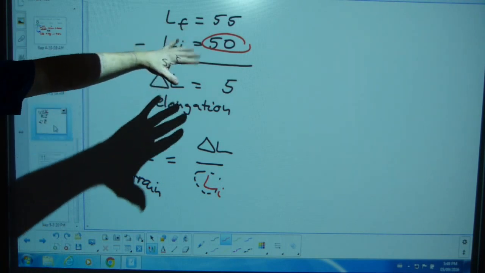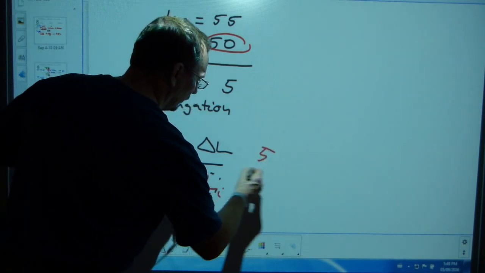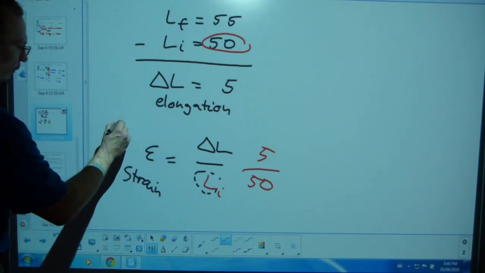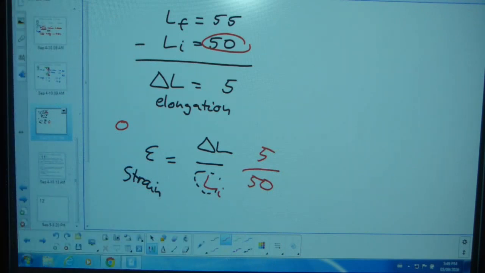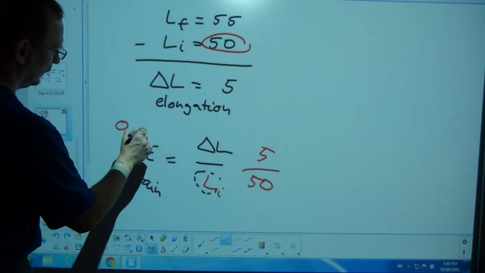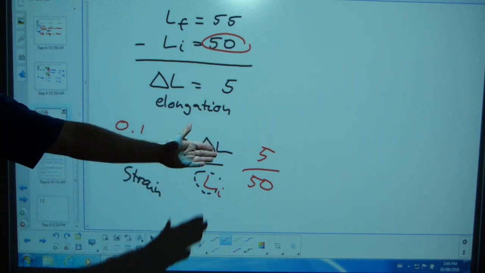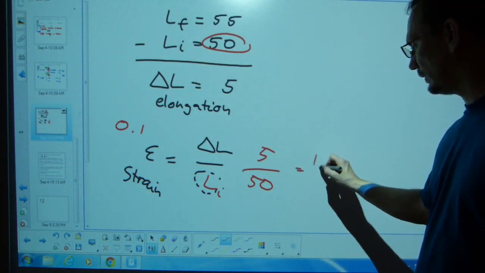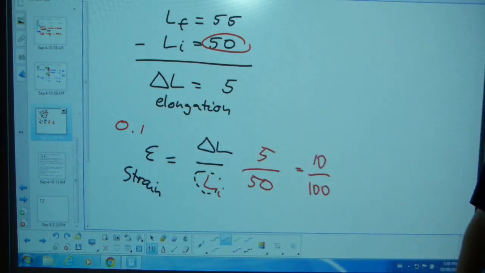Say this eraser example elongated 5 millimeters out of 50, and strain, therefore, doesn't have a unit of measure, because this is millimeters and that's millimeters, and millimeters divided by millimeters, just leave it alone. So strain is 0.1, because 5 out of 50, okay, let's do equivalent fractions. 5 out of 50 is the same as 10 out of 100. 10 out of 100 is 0.1. So strain is 0.1.